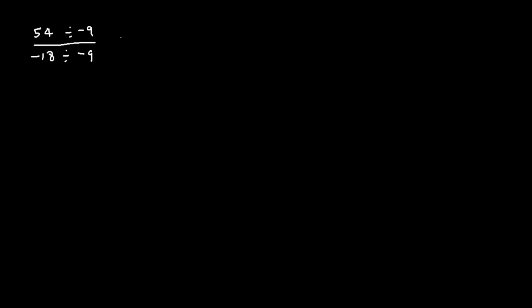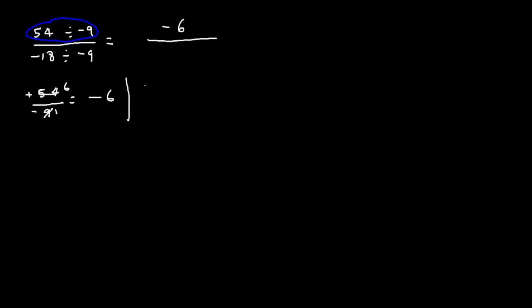Now, how would you solve 54 divided by negative 9 over negative 18 divided by negative 9? How would you solve this? Well, first, we need to solve the upper part. So let's solve it over here. 54 divided by negative 9. That's a positive and a negative. You will get a negative answer. And 9 goes into 54 6 times. So you will have a negative 6. So the upper part has been solved. That's negative 6. Now let's solve the lower part.